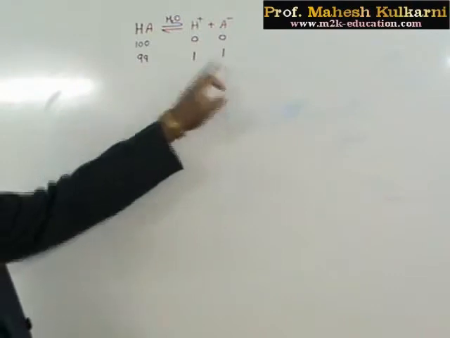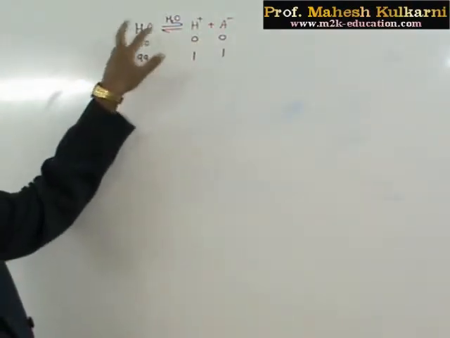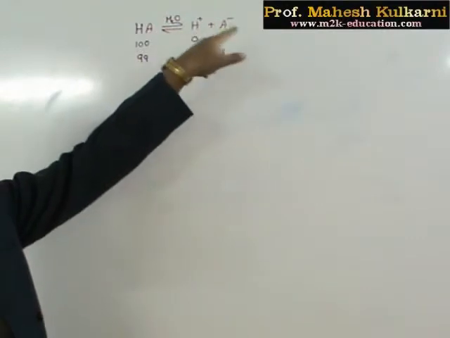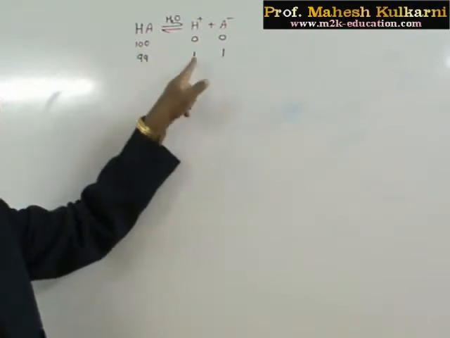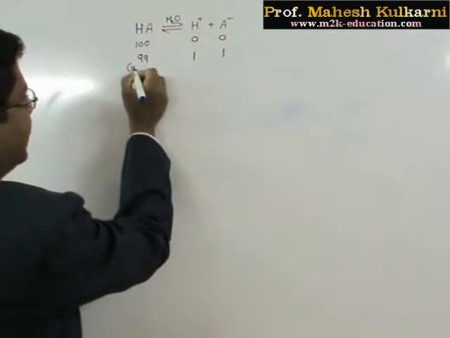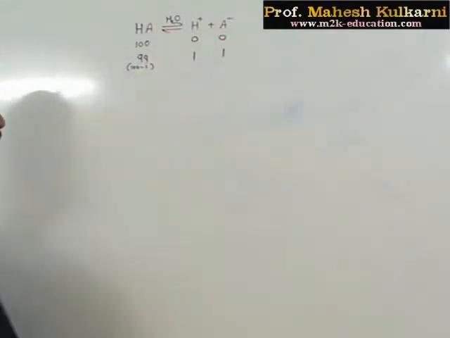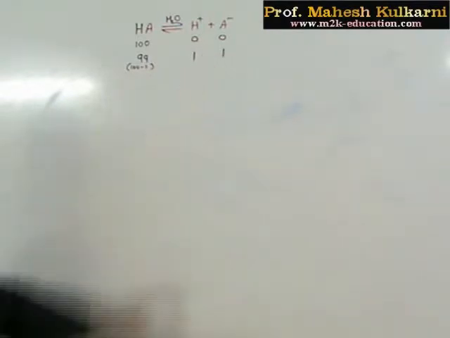Don't tell me 1 plus 1 equals 2. Here we are writing 99. The reason is that one HA is undergoing dissociation. Therefore, we are getting 1 H plus and 1 A minus. So out of 100 molecules, 1 is undergoing dissociation. So this will be 99. Actually, I am writing in bracket 100 minus 1. So we are getting 99 molecules and 1.